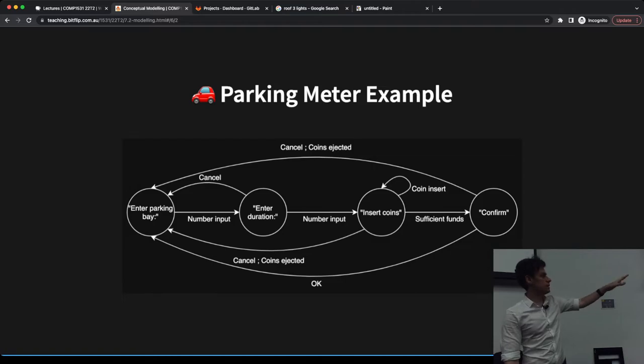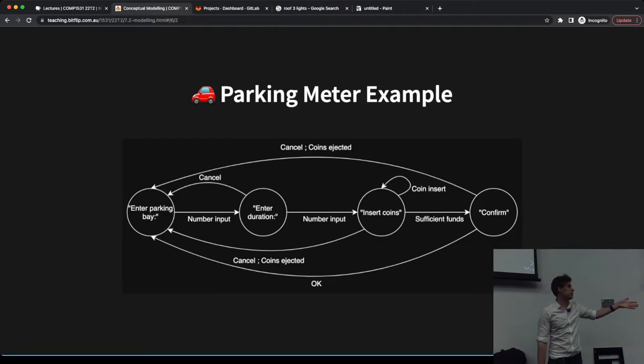Or if you do enter the duration, it now asks you to insert coins. And from there again, you can either cancel or you can insert the coins. And every time you insert a coin, let's say it wants $2.70, if you insert a $2 coin, it's going to say, keep it coming, I need more money. And you put in the 50 and the 20 or something like that. And then if you do have sufficient funds, you will get to the confirm at the end. And if you cancel, of course, at that point, it will eject all the coins.